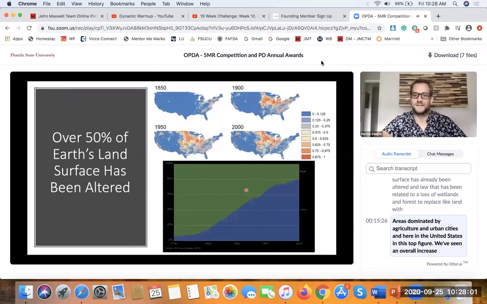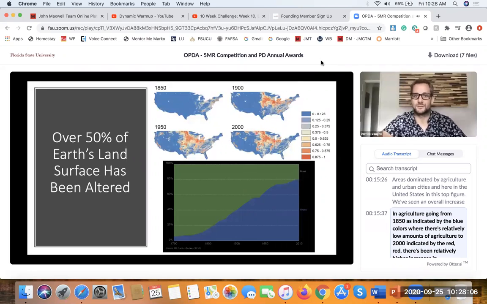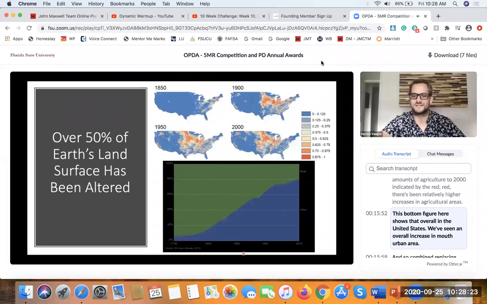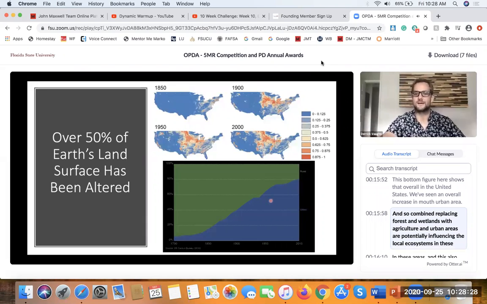And here in the United States, in this top figure, we've seen an overall increase in agriculture going from 1850, as indicated by the blue colors, where there's relatively low amounts of agriculture, to 2000, indicated by the red, where there's been relatively higher increases in agricultural areas. This bottom figure here shows that overall in the United States, we've seen an overall increase in the amount of urban area.